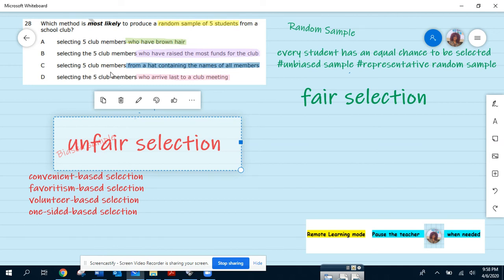C. Selecting 5 club members from a hat containing the names of all members. So in this hat I have the names of all members, and it looks like every student has an equal chance to be selected. So finally, this could be my choice, because with brown hair, it's clear that not every student has the same chance to be selected. For those who raise money, also not every student has the chance to be selected. But when I have the names of all of them in a hat, then this could be a fair selection.